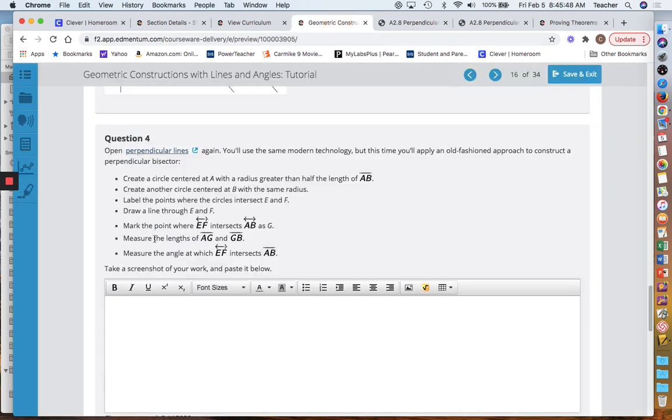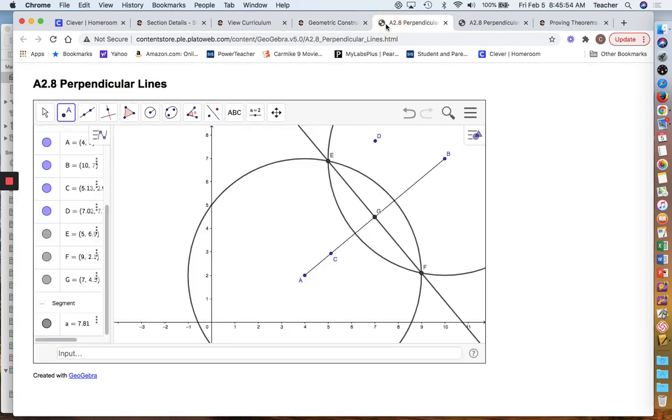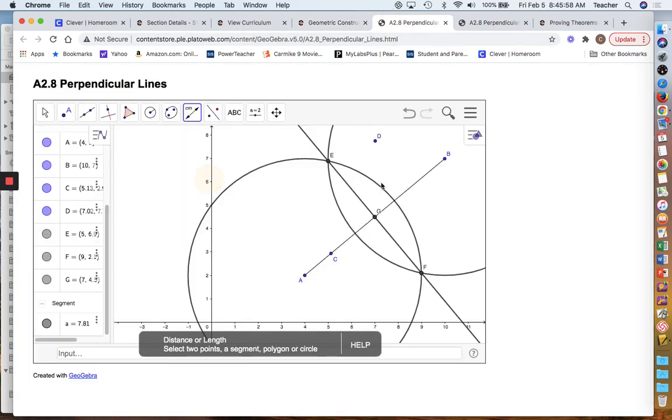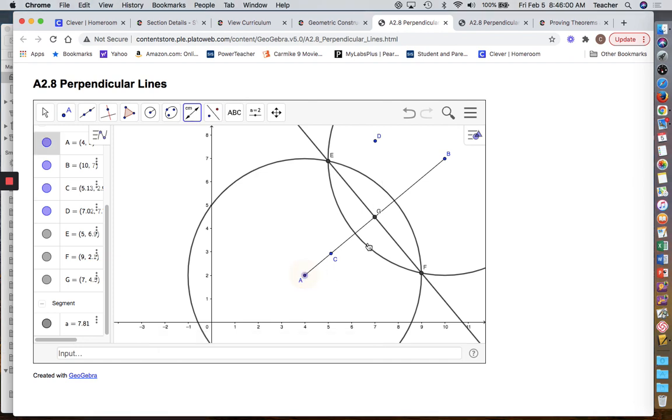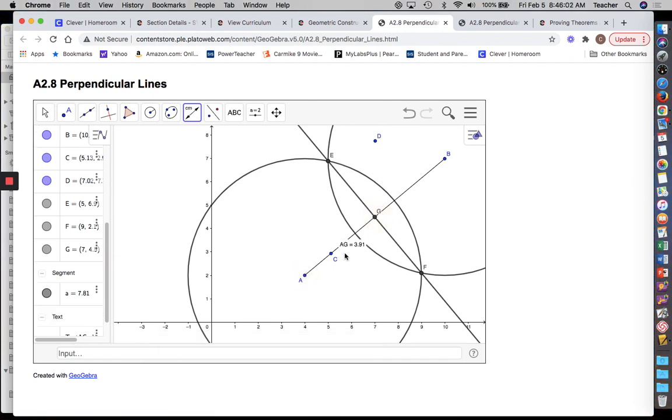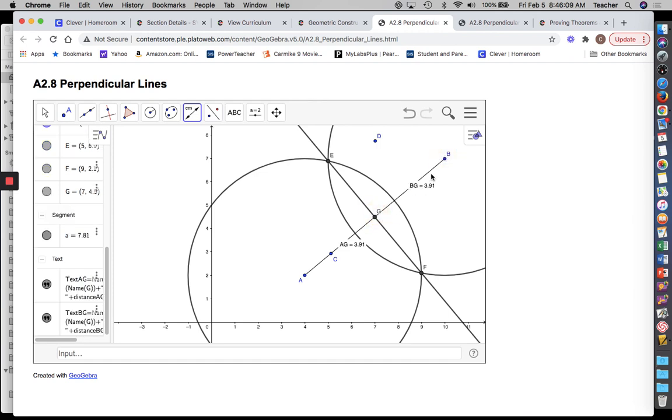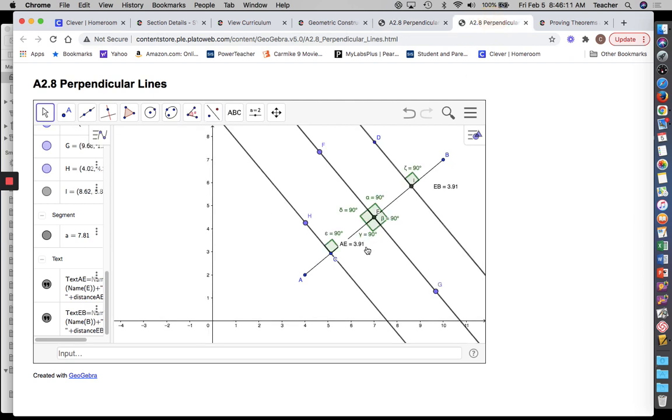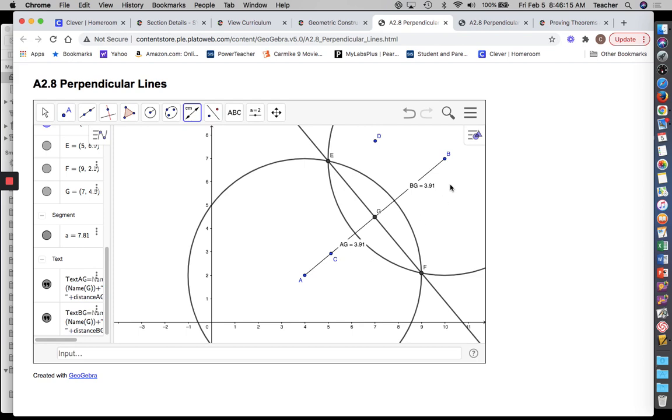All right, next bullet point. Measure the lengths of AG and GB. So I'm going to find the distance. So I need to come over to my angle icon and select distance or length. Click on AG. And I got 3.91, which is what I had before. And BG, which is 3.91. And if you don't believe me, see, look, I have 3.91 the way that I did it, the way they're asking us to do it.